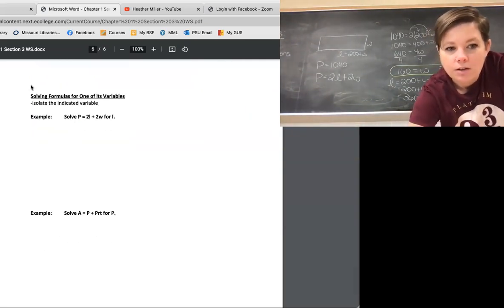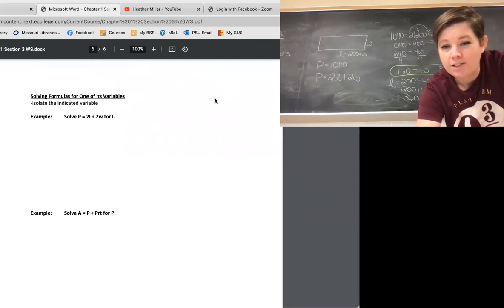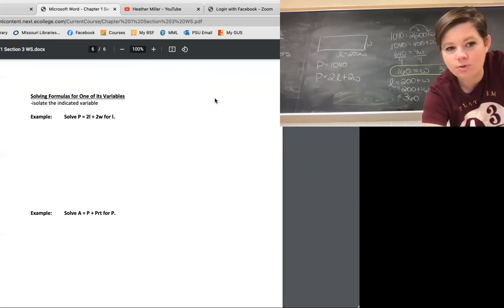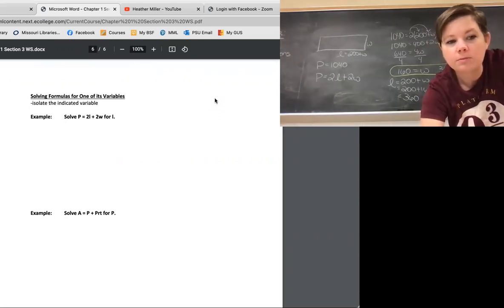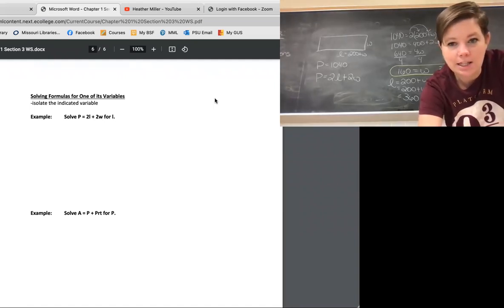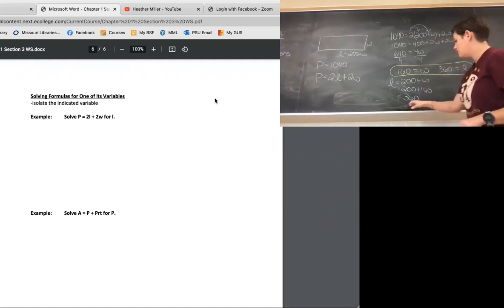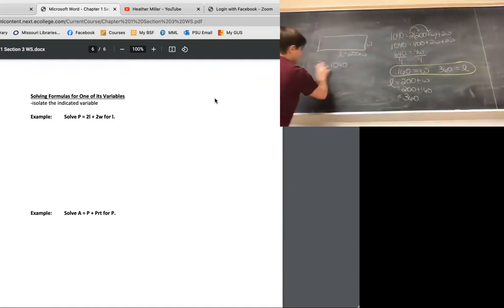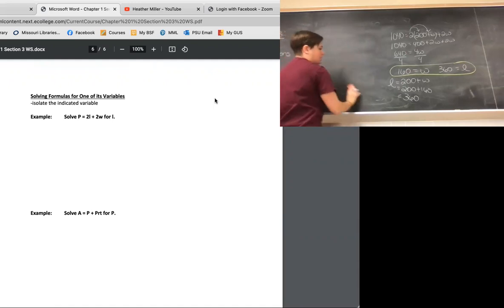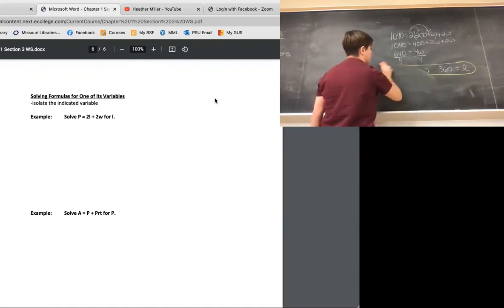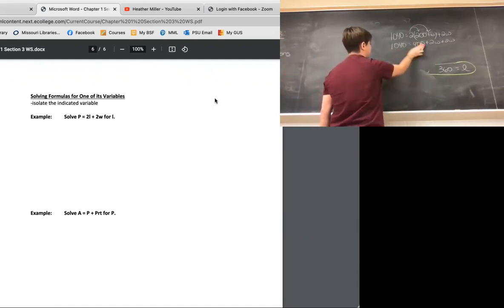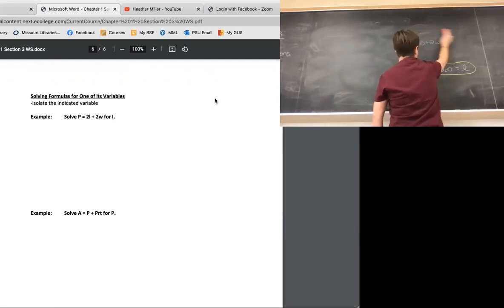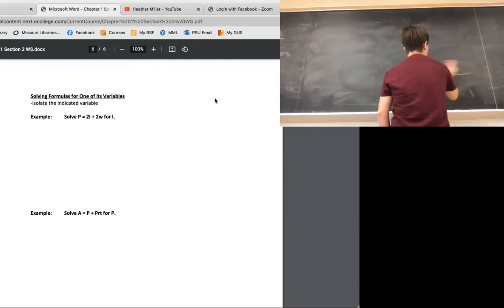So these are solving formulas for one of its variables. So in your homework and quizzes, it'll give you an equation and it tells you to solve it for one of the variables. All you're doing is isolating that variable. You can't actually solve it because you don't have enough information. Like you can't get 360, but you can get it all isolated so that it is solved for that indicated variable. And I'll show you what I mean.